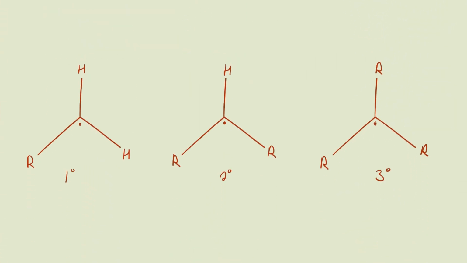Radicals can be classified as primary, secondary, or tertiary. You can find out its classification by looking at the number of R groups attached to the radical. There's 1 R group for primary, 2 for secondary, and 3 for tertiary.